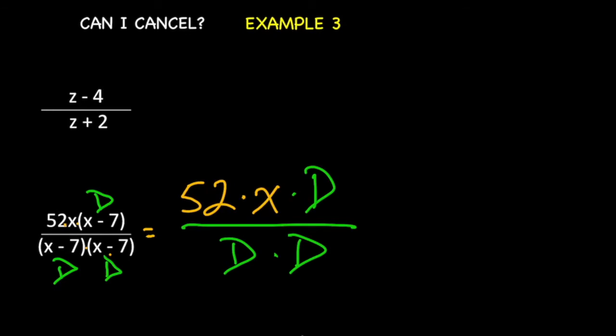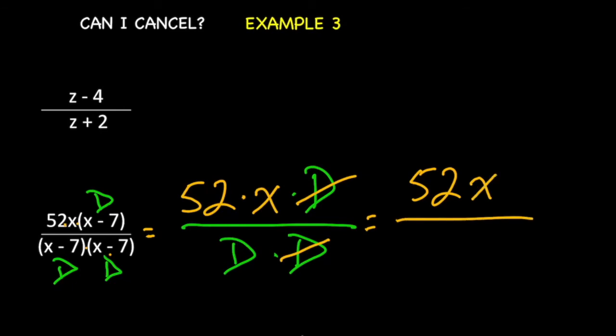We could rewrite it as such. When you do that, it is clear that you are allowed to cancel these D's, and you are left with 52x over D, which we know to be x minus 7. Now, you cannot cancel this x. Why? Because of the minus sign. This is our final answer.